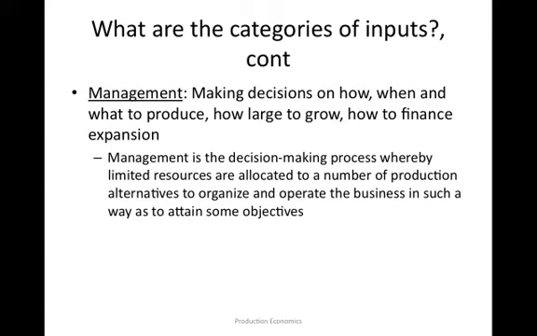Another category of input that we need to talk about, and I mentioned briefly, was management. This is about people who make decisions on how, when, and what to produce, how large to grow, and how to finance the expansion of an operation. Now, I've got the word management in here separate from manager because management is a task. It's the decision-making process where those few resources that a firm has are allocated to different production alternatives in a way that's going to attain some sort of an objective.